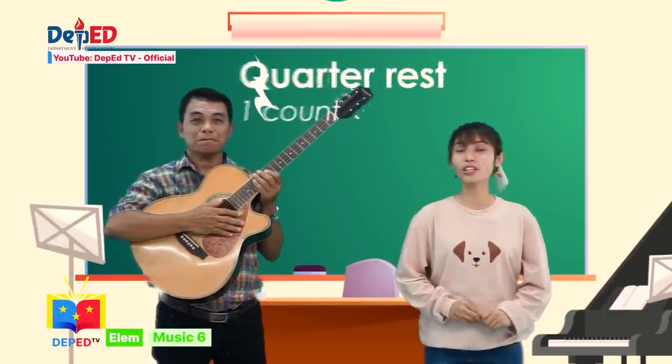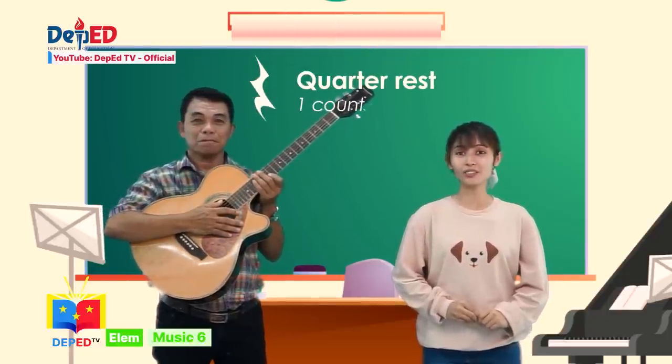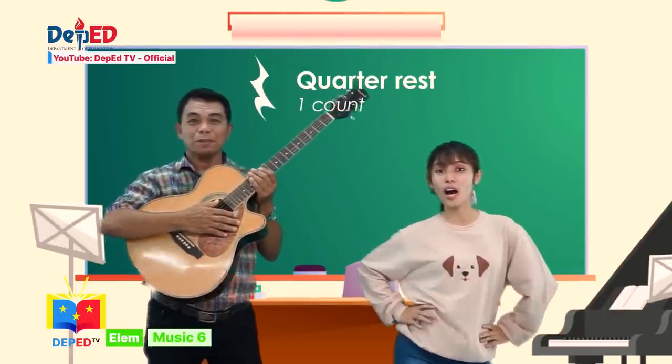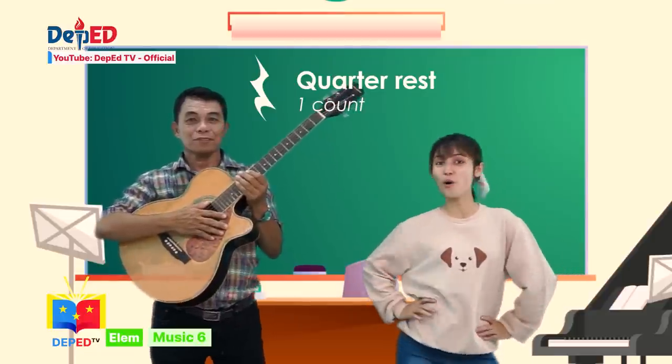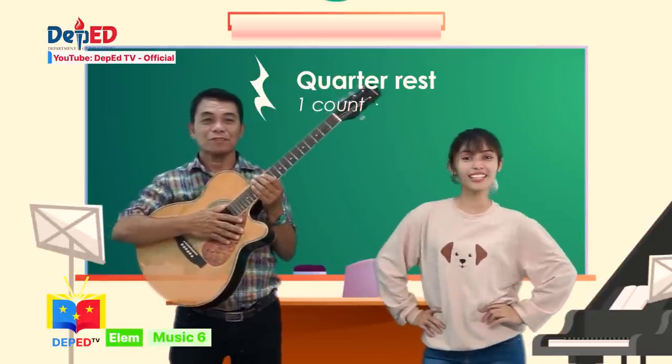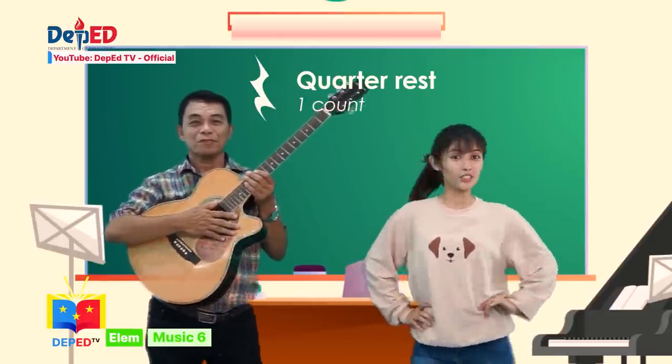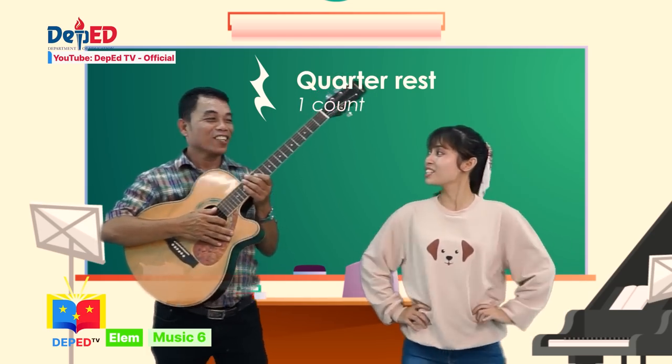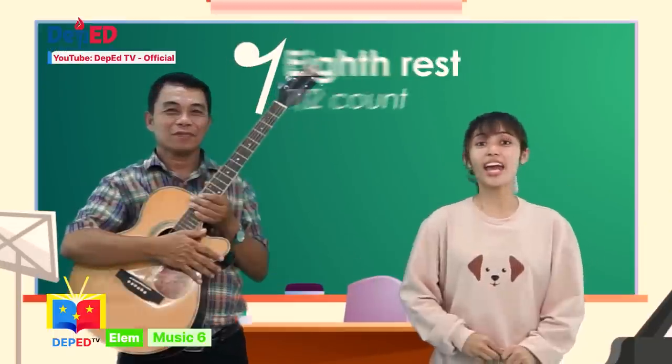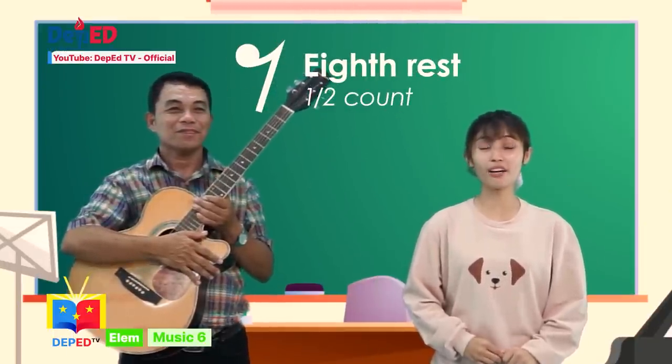Then we have quarter rest, which has 1 count. Like this. 1, 2, 3, 4. Together now. 1, 2, 3, 4. Eighth rest, which has 1 half count.